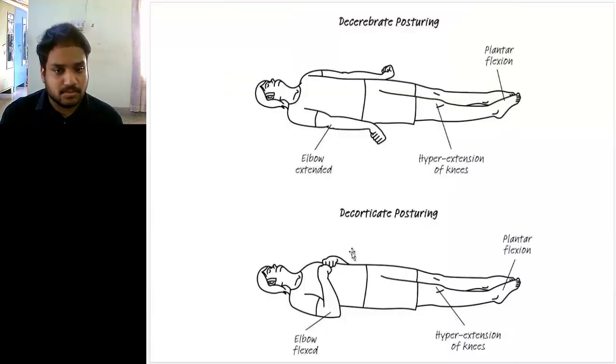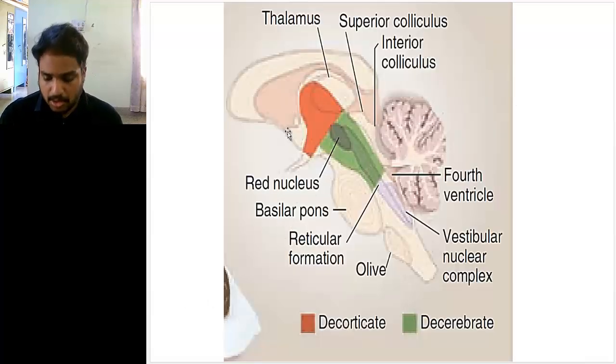And another posturing is the decorticate posturing, right? That is, there is postural flexion of the arm. See, the elbow is flexed, but again the legs are extended. So this is seen in lesions that are above the midbrain, right? So decerebrate posturing is below the midbrain, but decorticate means it is above the midbrain. Above the midbrain, that is the cortex, the lesions that are affecting the cortex or the corticospinal tracts will result in decorticate posturing.